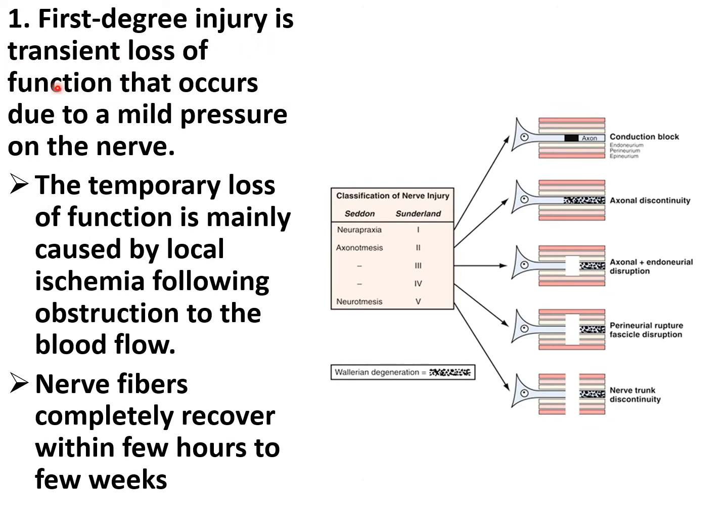Now, first degree injury is transient loss of function that occurs due to mild pressure on the nerve. The temporary loss of function is mainly caused by local ischemia following obstruction to the blood flow. And nerve fibers completely recover within a few hours to a few weeks. So this is first degree, that is neuropraxia. Here there is conduction block due to obstruction to blood flow, and the endoneurium, epineurium and perineurium are intact.